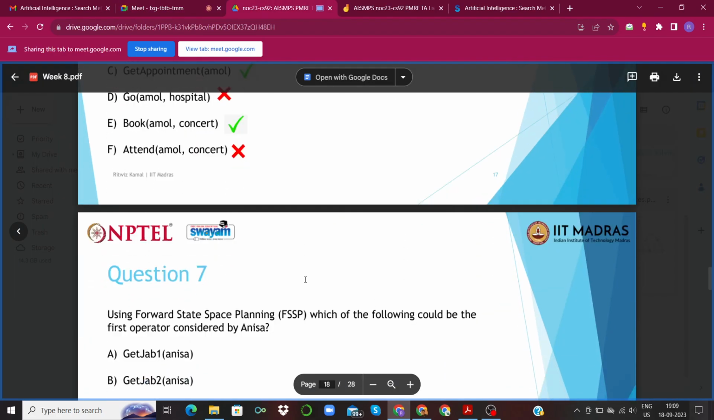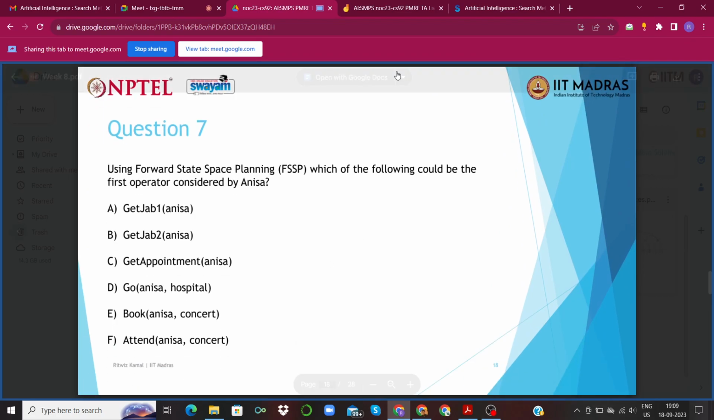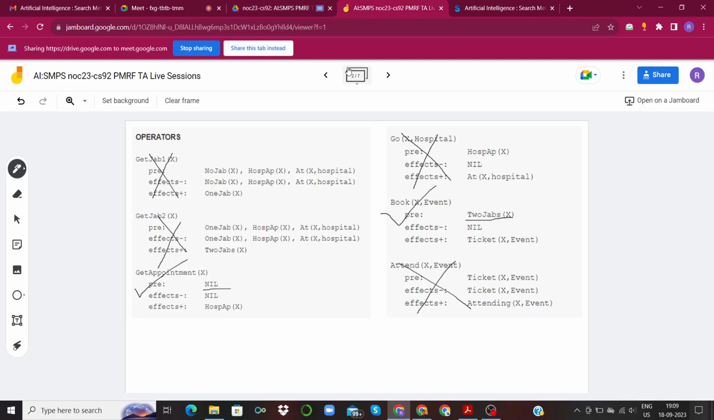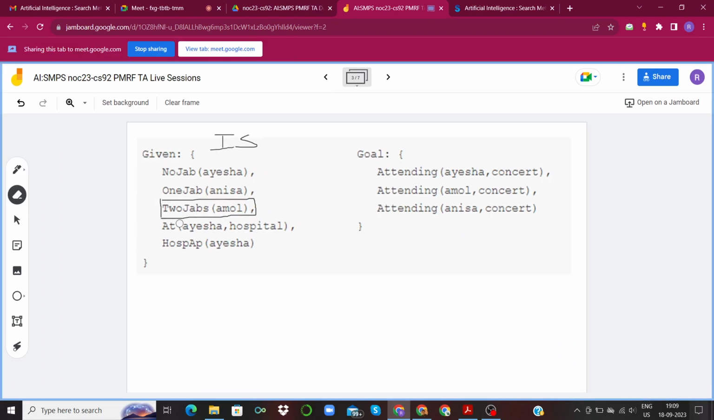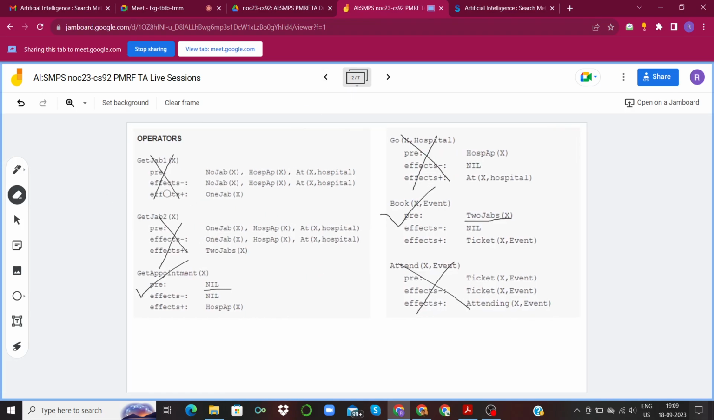Let's have a look at Anisa next. So again, let's go back to our initial state. Let's look at the information given to us about Anisa. So we are told that Anisa has 1 jab of vaccine and no other information is given to us about Anisa. Okay, so based on this one information, let's have a look at which operators are applicable in this case.